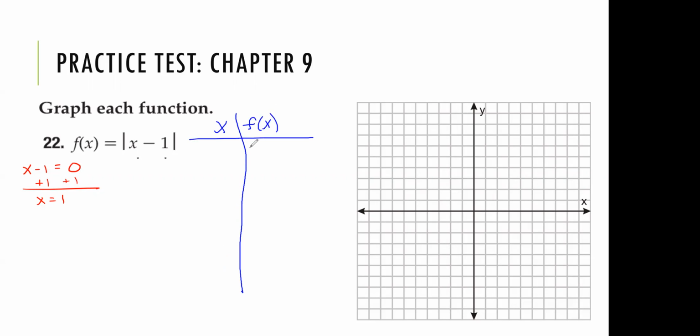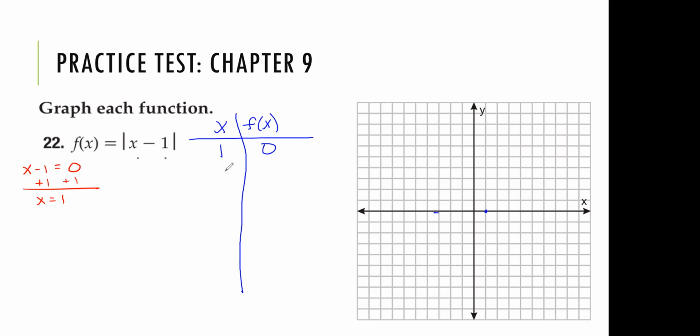Okay, so if I plug in 1, I know when x is equal to 1, f of x is going to be equal to 0, right? 1 minus 1 is 0. So that means when x is 1, y is 0. So that's a point there.